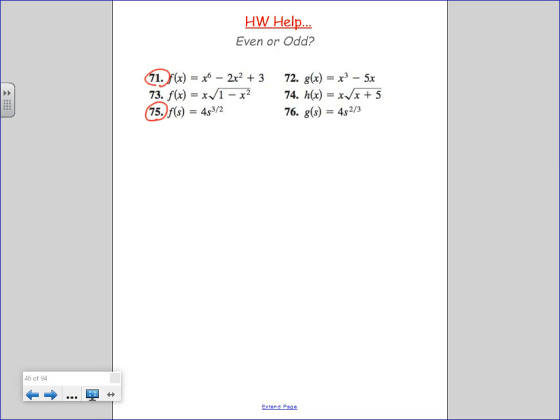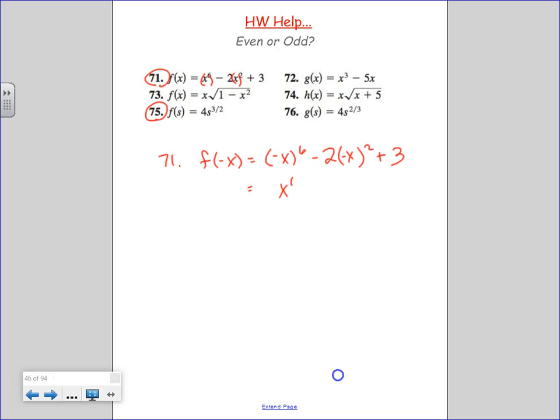So even or odd, symmetries, negative x. Plug it in and simplify. So for 71, if you guys haven't done it yet, you can just say even or odd as your directions and then write your function. But otherwise, let's do it all together. We plug in a negative x. And when we do that, remember, inside, think of each of these as having little parentheses, right? What happens when we simplify?